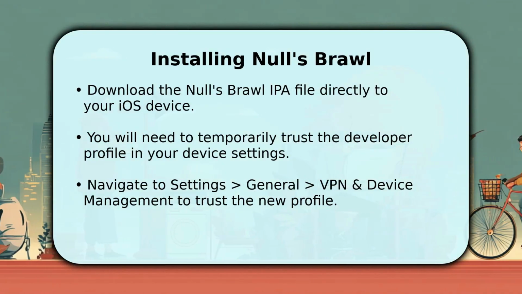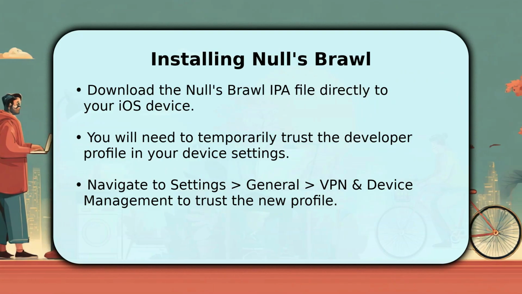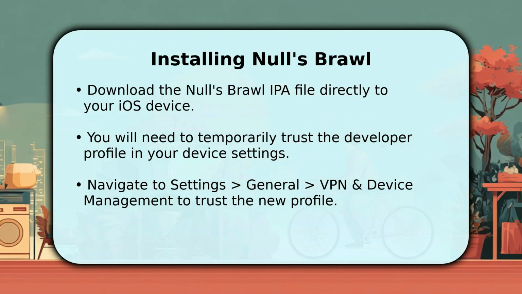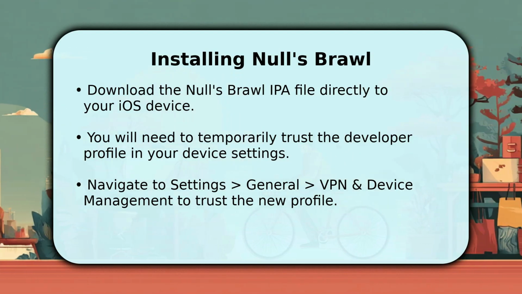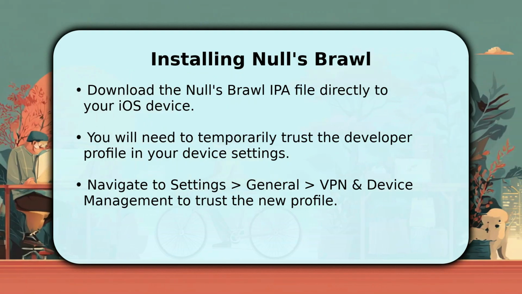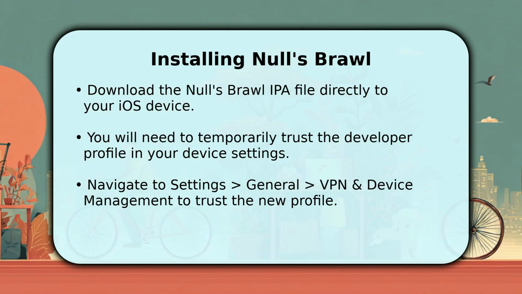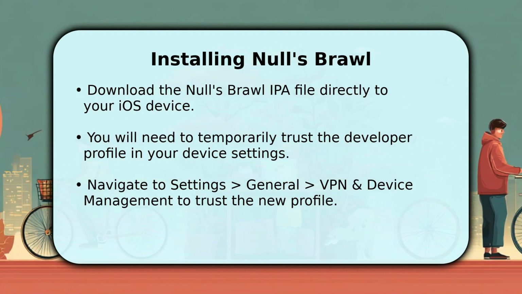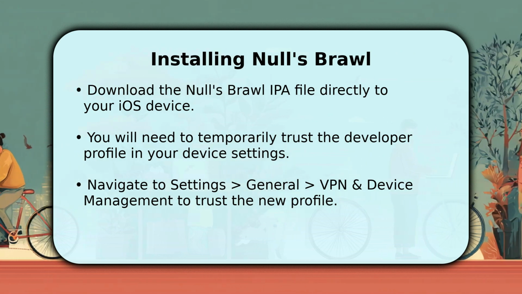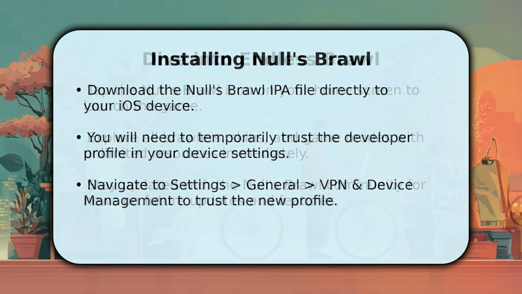Once you have located the official IPA file, download it directly onto your iOS device. After the download is complete, you will likely need to perform a quick security step to allow the installation. Go to your device's settings, then navigate to General, and finally select VPN and Device Management. Here, locate the newly installed Enterprise App Developer profile and tap Trust. This action allows your iOS device to run the unofficial application securely.